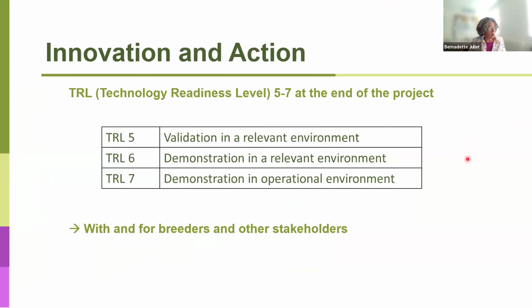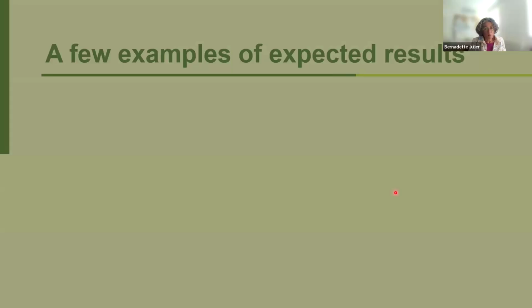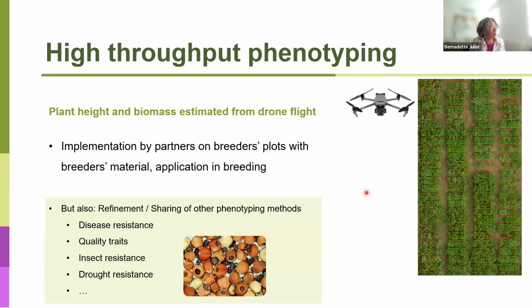In European vocabulary, this project is an innovation action project. So at the end of the project, we will reach a TRL, technology readiness level, of 5 to 7. So we are going to the demonstration of our ideas for breeding. It's done with and for breeders, but also other stakeholders. A few examples of expected results, to invite you to join the next webinars and to read our products.